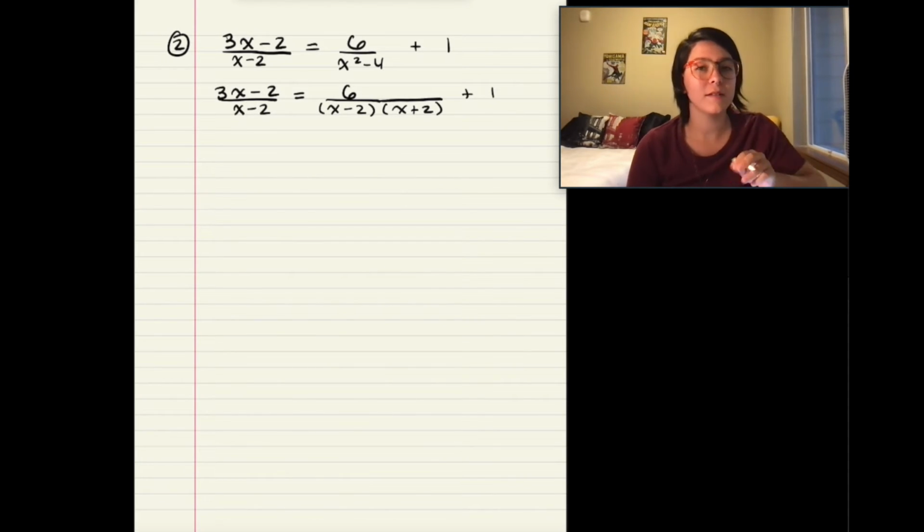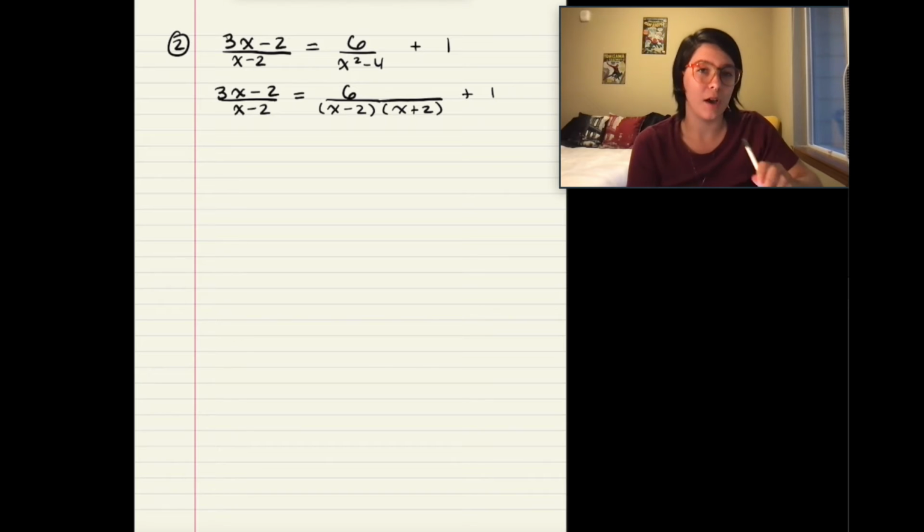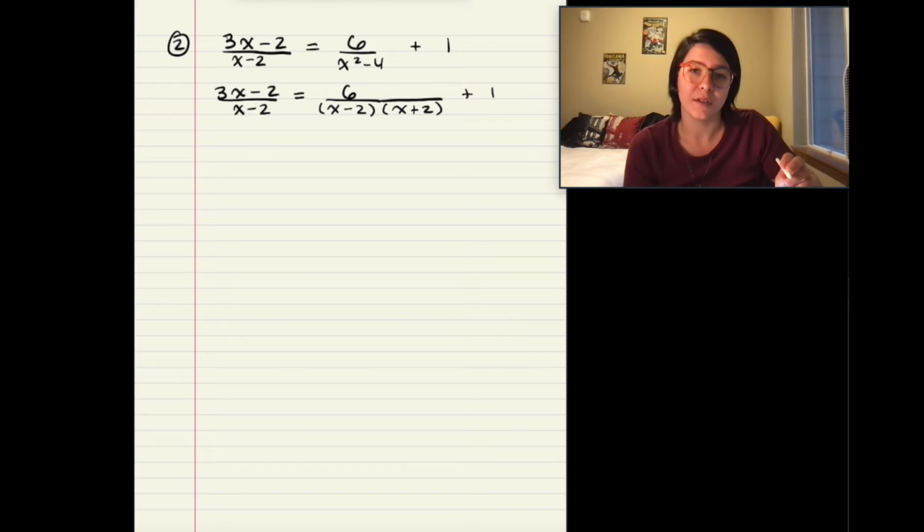Alright, so now we need to determine if we have two terms on one side of the equation. Now you may be tempted to say no, because we have a 1 right here, but since this 1 is being added, we actually do have two terms. We have 6 over x minus 2 times x plus 2, and we have 1. So because of that, we'll go ahead and find our least common denominator.